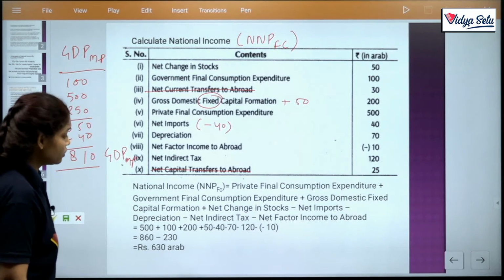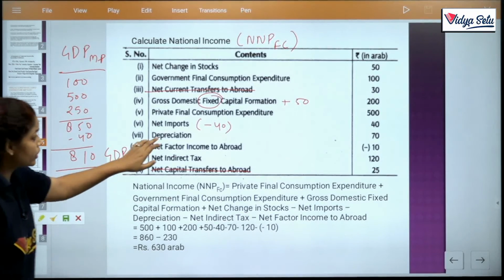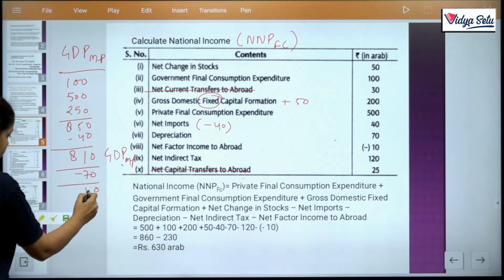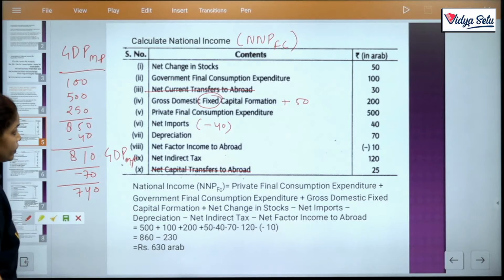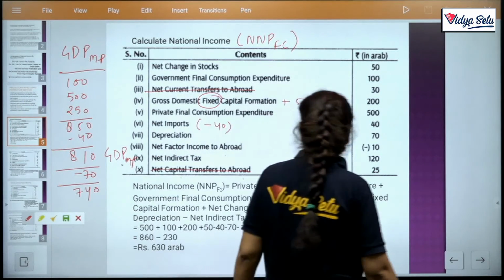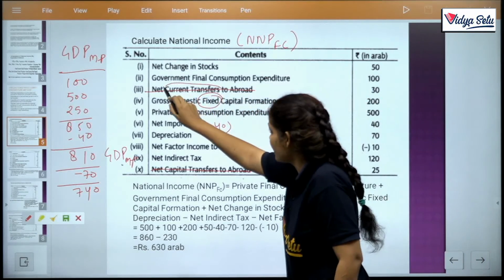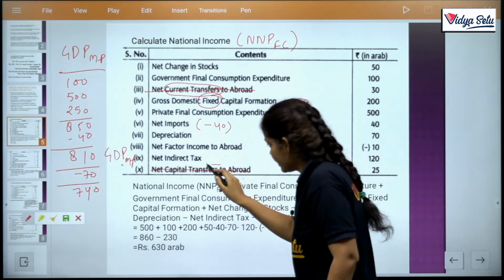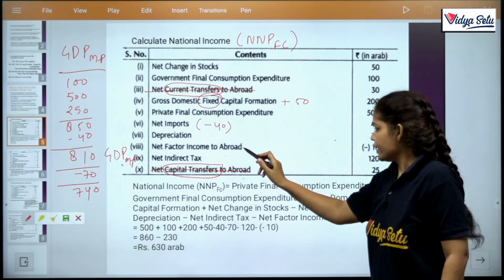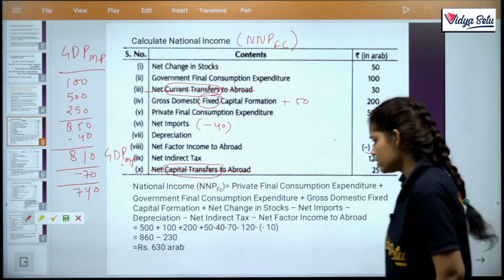So for G to N, we add to we less depreciation. So here is our depreciation minus 70. Here is 740, clear. Then we add factor income from abroad. So where is factor income from abroad? There is net current transfer to abroad. The word is current transfer and we don't use this word. And again there is net capital transfer to abroad. So don't touch it at all, that is net factor income to abroad. Here it is given in minus and already it is minus, so it is add.